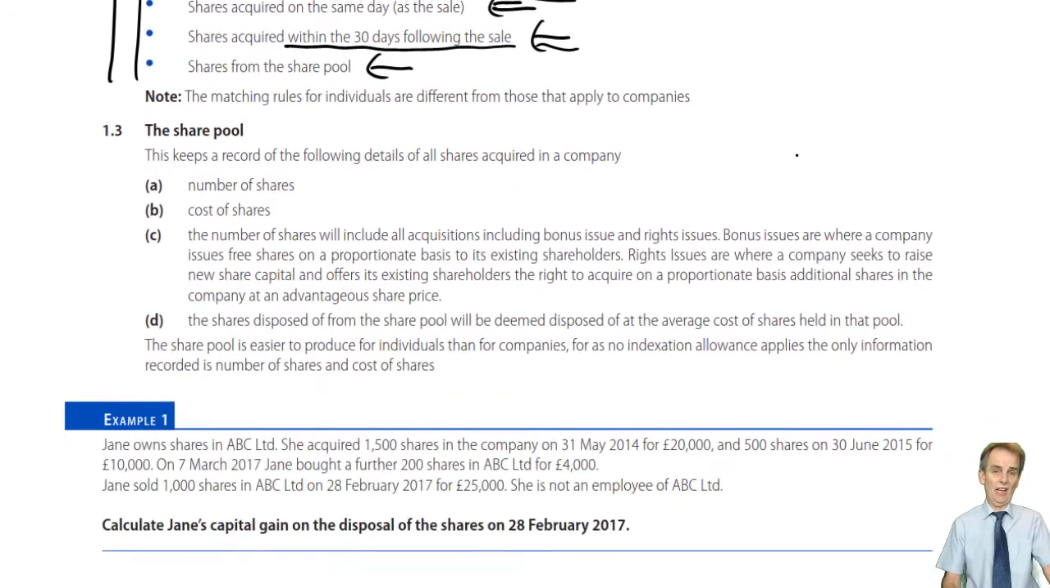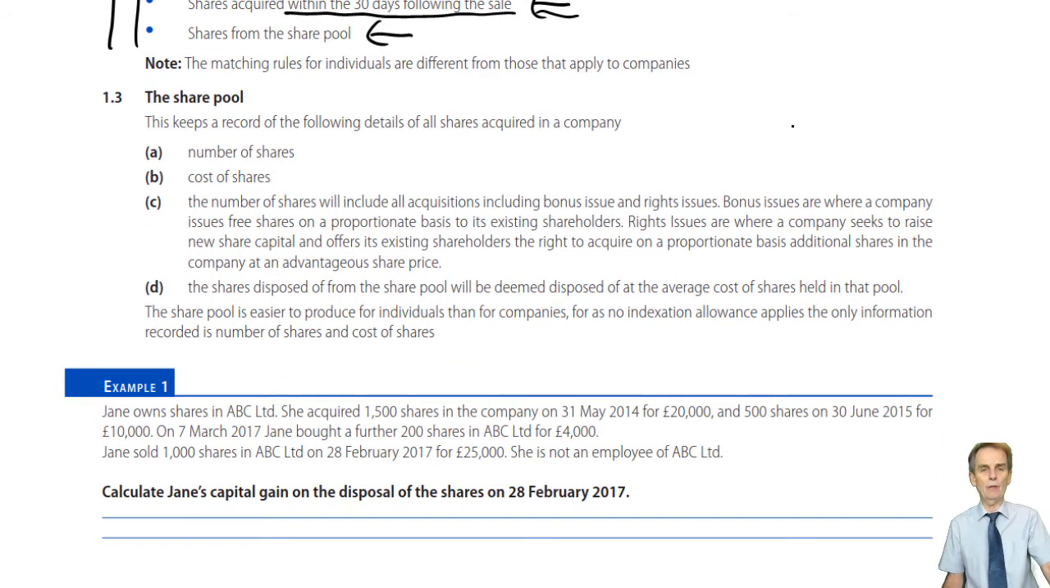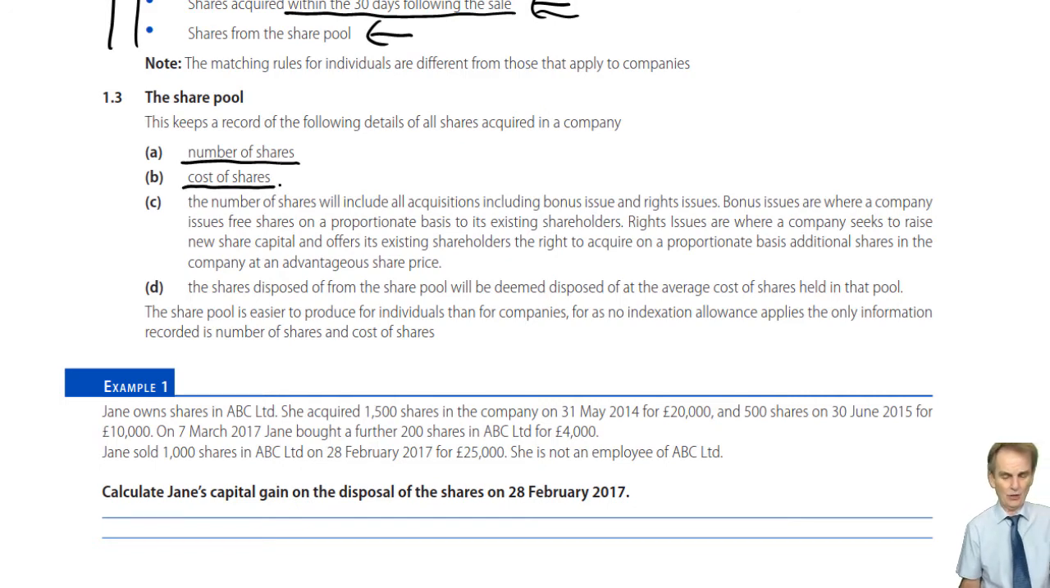And all it is a listing exercise. Very simple in CGT for individuals. The share pool is a bit more interesting when we come to look at corporate tax. But for individuals, it's ever so easy. You are going to run 2 columns, recording in those columns, first of all, the number of shares at any point of acquisition that you acquire, and the number of shares at any point of disposal that you dispose of, whether you sell, whether you give away. And for each of the shares acquired, the points of acquisition, the purchases of shares, you will record the cost of shares.